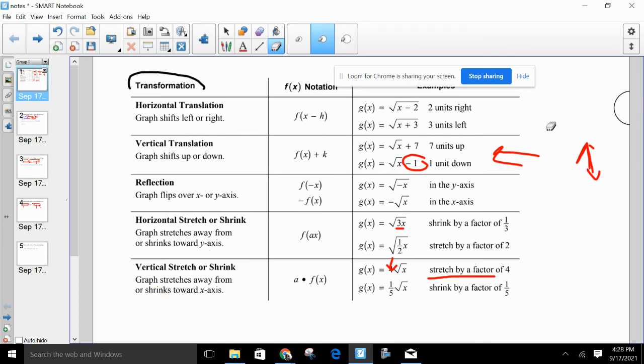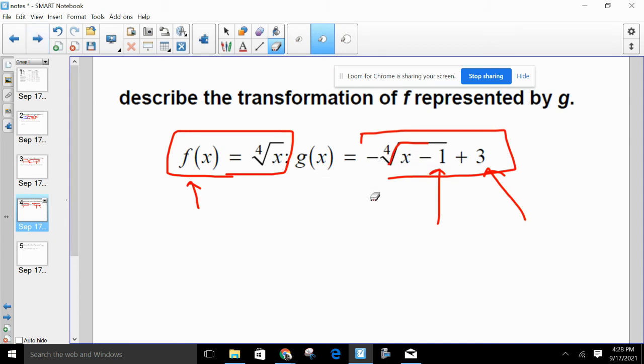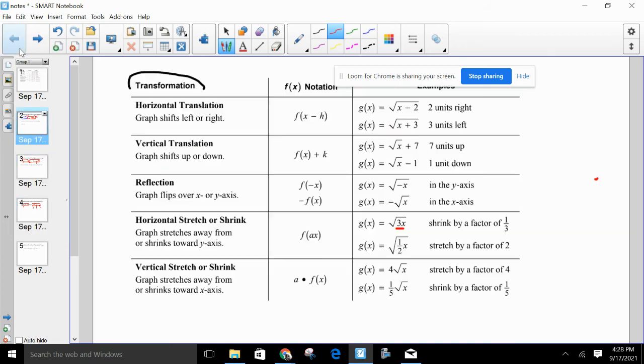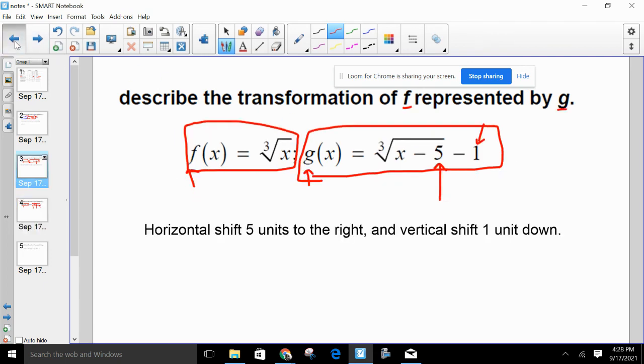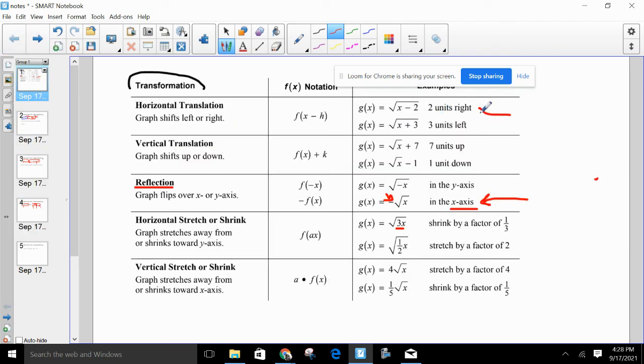We got stuff being added or subtracted. Right, let's see. First of all, we have the negative symbol. Right, so I already know, and it's outside the function itself, so I know it's going to be this case. Look at the negative symbol's outside, so I know it's going to be a reflection over the x-axis for sure. What else do we got? We have a number being subtracted inside the root symbol. So inside the root symbol, I know it's going to be this kind of case. It's going to be a horizontal translation.